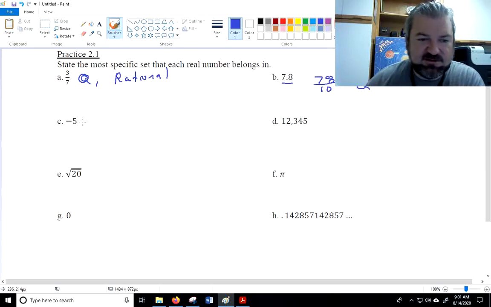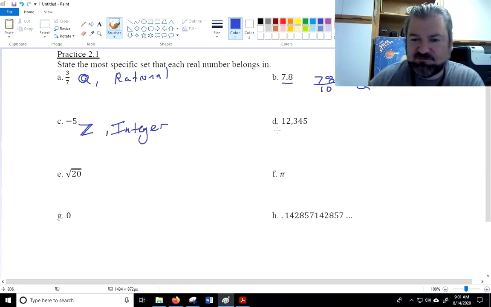-5 is an integer, which is the double strike Z. And I'll just remind us that the double strike Z is integer. 1, 2, 3, 4, 5 is a natural number. So the double strike N, and I'll write that one out as well. Natural number.